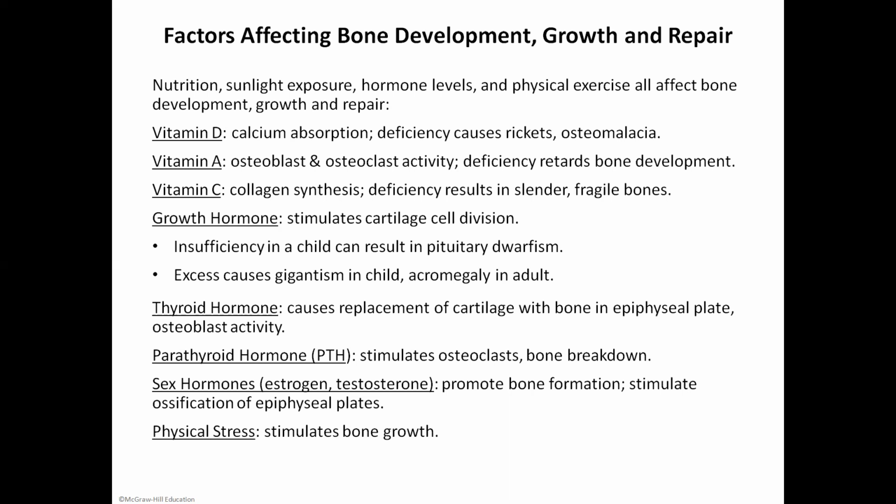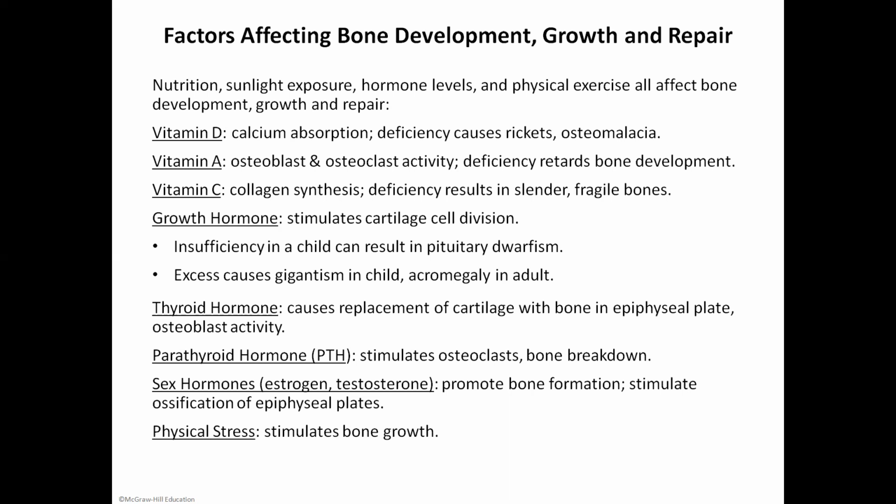Now, the thyroid hormone actually helps to replace cartilage with bone in the epiphyseal plate. So it helps to promote osteoblast activity. And this special thyroid hormone that we think about is actually called calcitonin. So it helps with osteoblast activity, and again, it's really in a teeter-totter with the next hormone that we're going to make mention of, the parathyroid hormone.